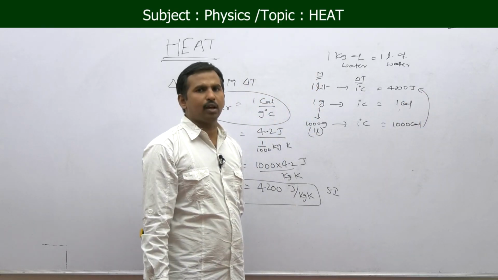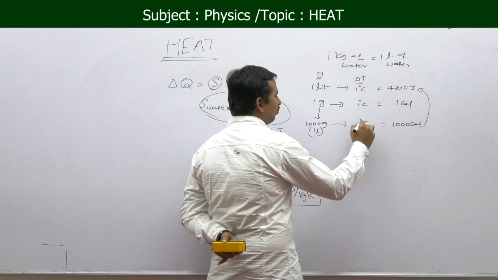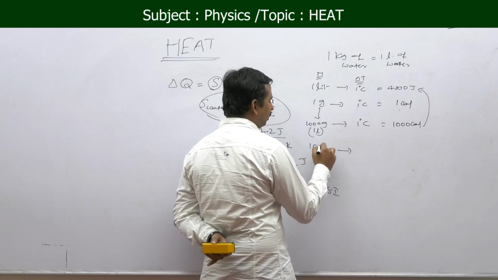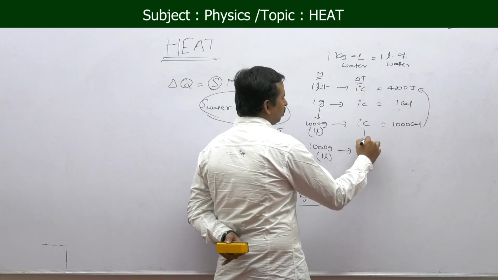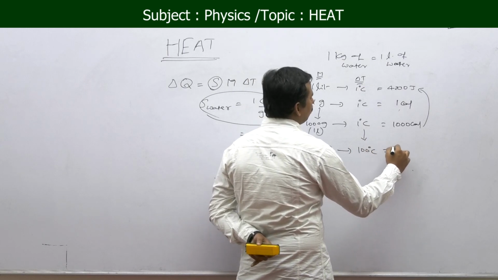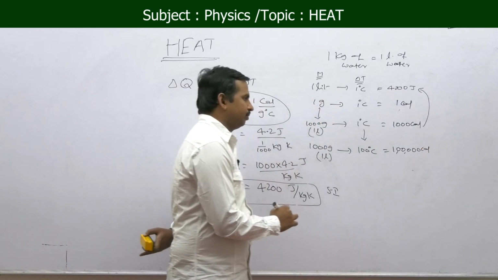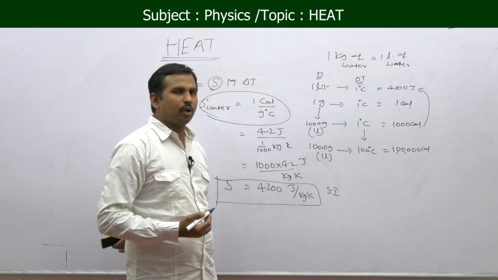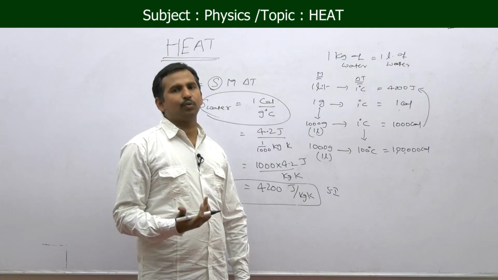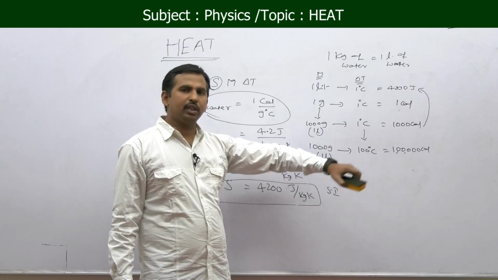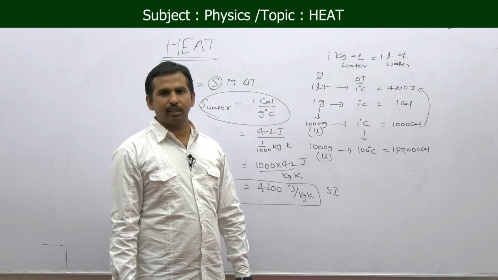Suppose I want to boil all the water, which means I am raising the temperature of 1000 grams, that is 1 liter of water, to 100 degrees Celsius. Then the amount of heat energy required is 1 lakh calories, because 100 into 1000 becomes 1 lakh calories. So if you want to boil 1 liter of water, the heat energy required is 1 lakh calories, which is a huge amount of heat energy.